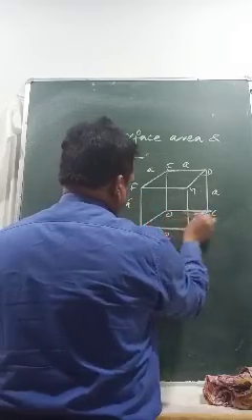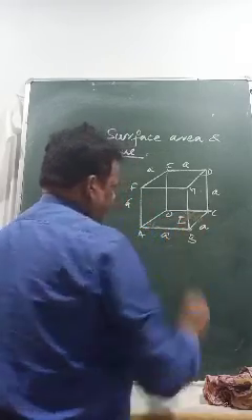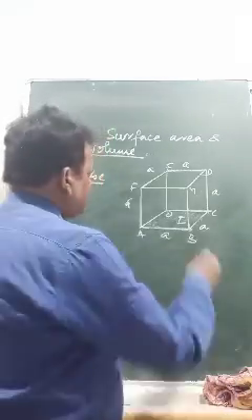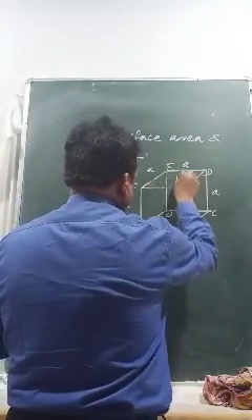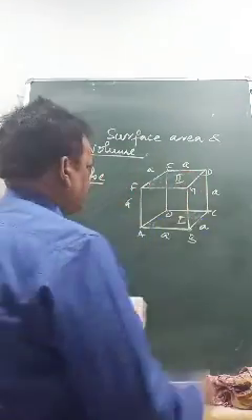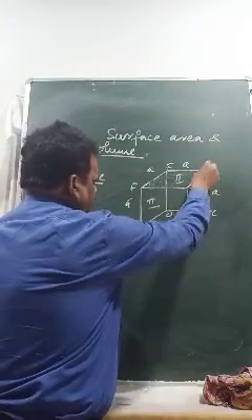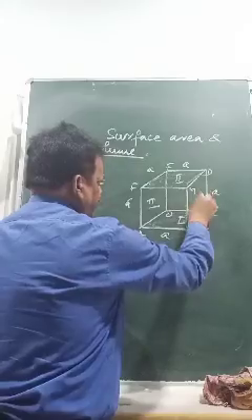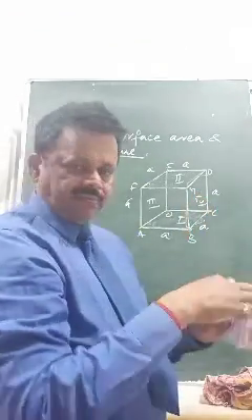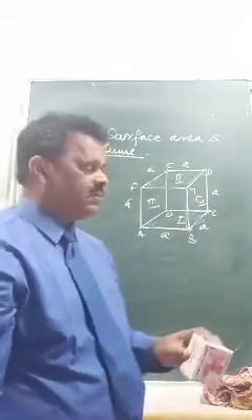So this is one face. Then this is the second face, opposite sides. This is the third face, this is the fourth face, then 5 and 6, which you find at the top and bottom.